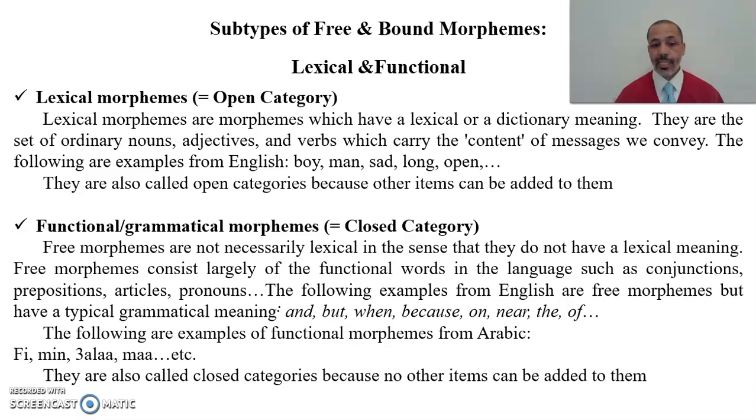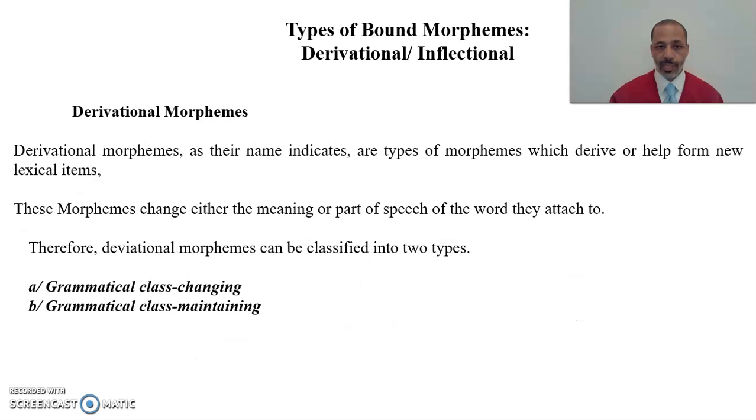Free morphemes consist largely of functional words in the language, such as conjunctions, prepositions, articles, and pronouns. The following examples from English are free morphemes but have a typical grammatical meaning, like and, but, when, because, on, near, there, of, and so on. There are other corresponding functional morphemes in Arabic, like fi, min, ala, ma, and so on.